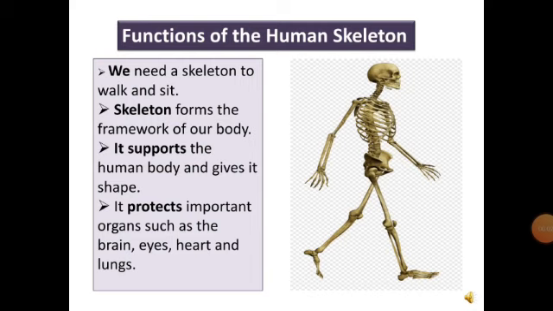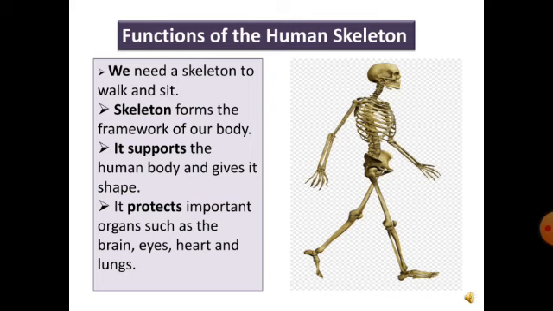Now we will get to know about the functions of a human skeleton. The human skeleton has few main functions. Number one, it provides a framework to support the body and gives it shape. Number two, it protects some important organs. For example, the skull protects the brain and eyes, while the ribs protect the heart and lungs. Number three, it helps to move.